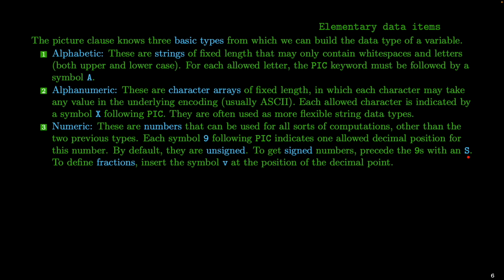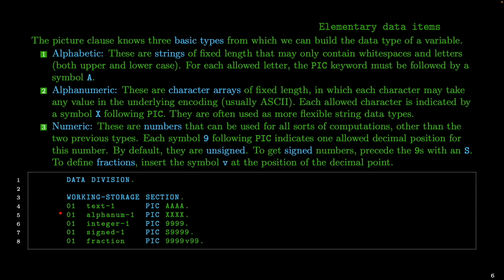And if we want to compute with fractions, then we can insert a symbol V, a small v or a capital V, it doesn't matter, at the position where the decimal point should be. All the symbols 9 preceding the V will indicate the decimal positions greater than or equal to 1, and all the symbols 9 following the V will indicate the decimal positions smaller than 1.